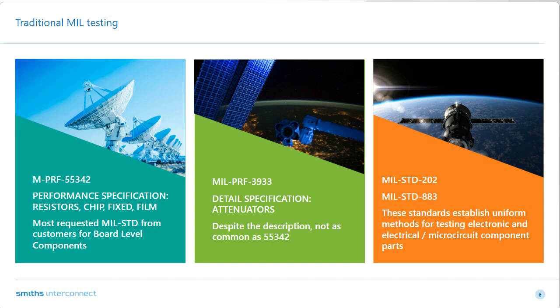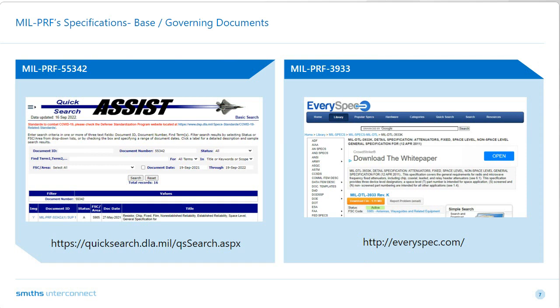And these MIL standards can be found free of charge. ASSIST Quick Search is one place. EverySpec is another place. These are public domain documents that everyone can access. It makes life simpler when we're all working on the same platform, and when our customers and we develop our own high reliability testing, everybody is aware of what those tests require.